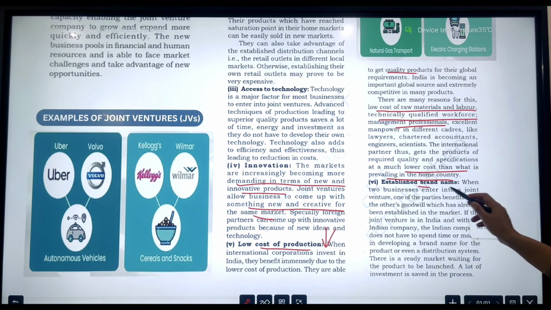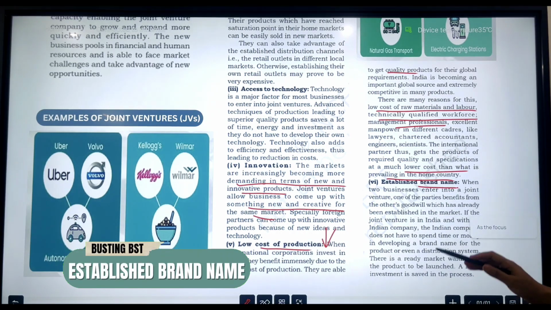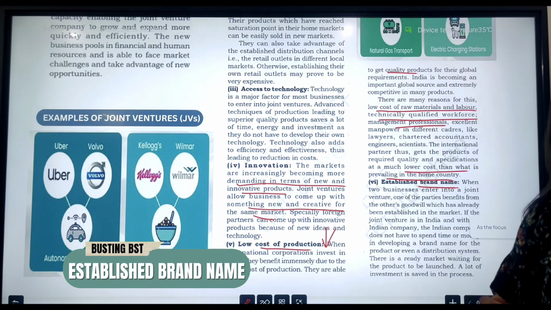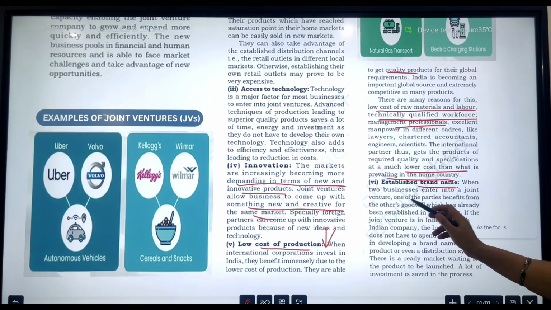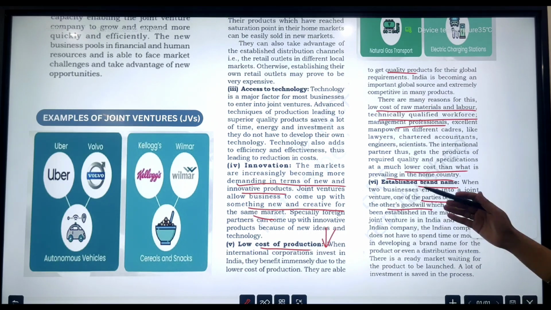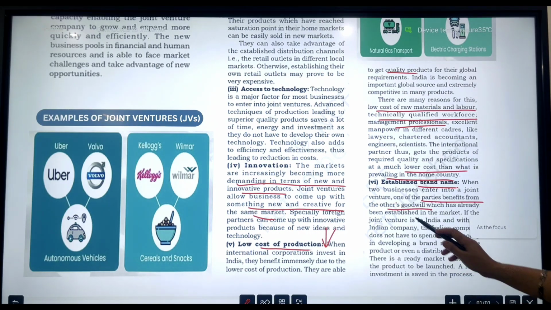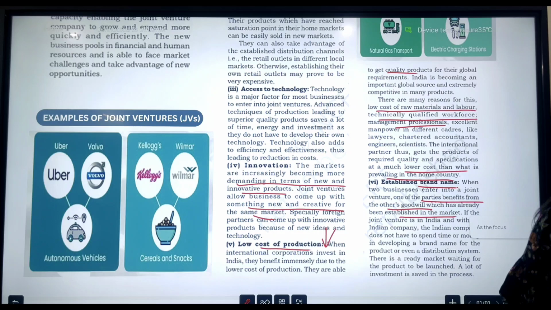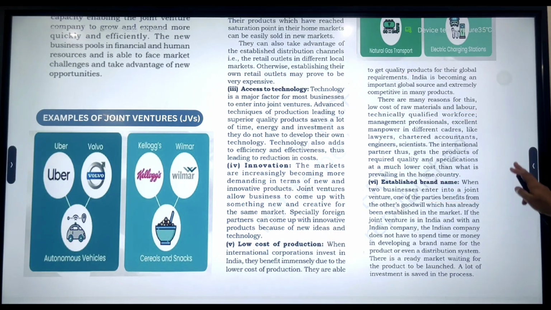Then they have an established brand name. This is no doubt because everything is working in their favor. They have a win-win situation, where both the parties benefit in terms of increased goodwill and establishment of brand name in the market, and thereby they are both in a win-win situation.